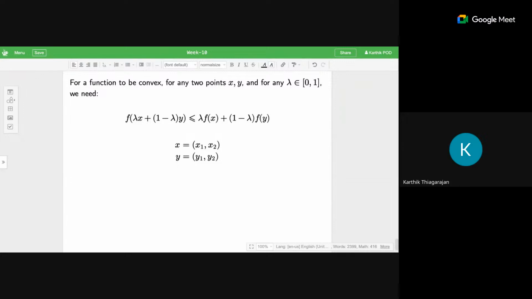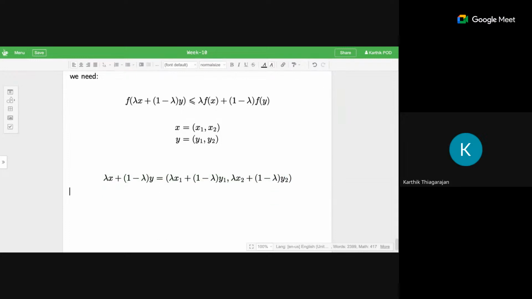Okay, so what are we having on the left hand side? Lambda x, let's try to understand this. Lambda x plus 1 minus lambda y is what? Something comma something. This is lambda x1 plus 1 minus lambda y1, comma lambda x2 plus 1 minus lambda y2. Is that correct? Yes, sir. Okay, that is one part of it.